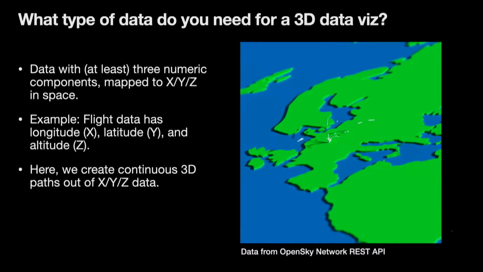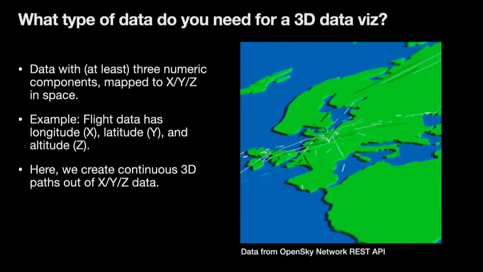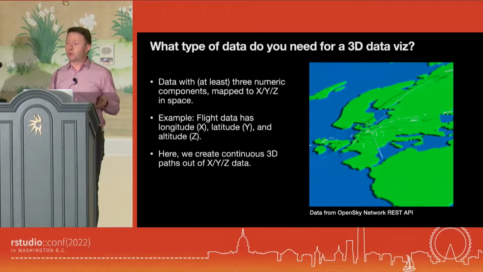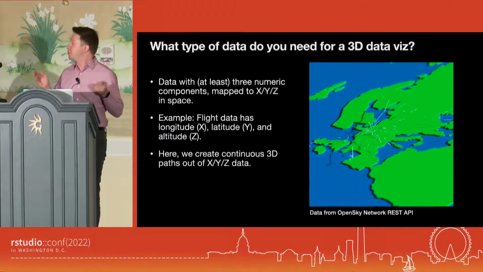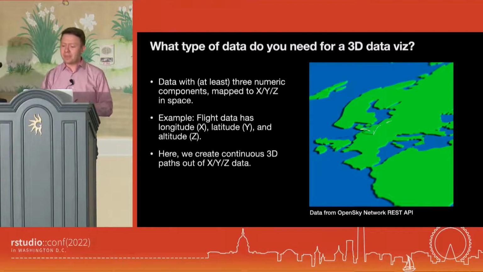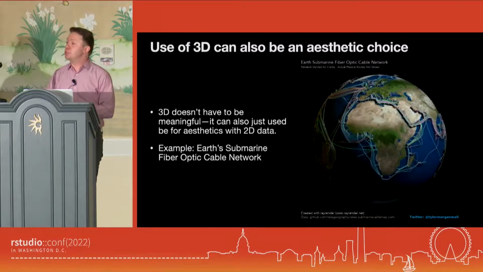First, what kind of data can be used in 3D plots? All you need for a 3D data viz are data with at least 3 numeric components. Here we have European flight path data from the crowdsourced Open Sky Network. Flight path data has latitude, longitude, and altitude, which intuitively correspond to X, Y, and Z, and are here plotted as 3D paths.